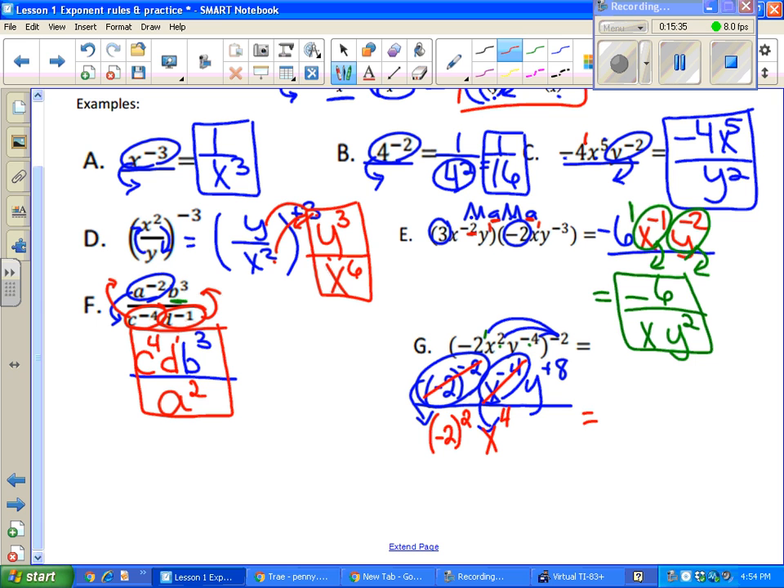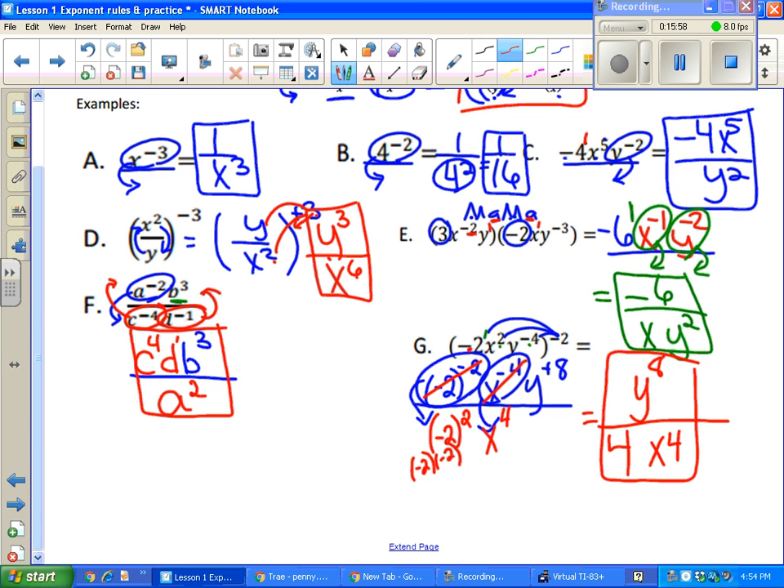My final answer would be y to the 8th over. Now you have to consider for a second, that's a negative number. The negative was in parentheses because it was in parentheses to start with. Now it's going to be like squaring that negative number. What's negative 2 times negative 2? Positive 4. X to the positive 4.